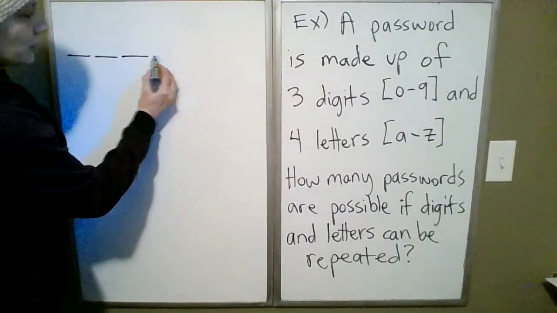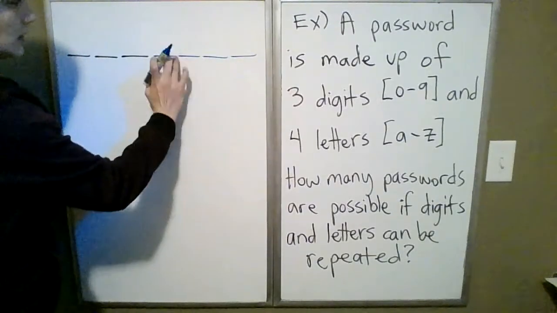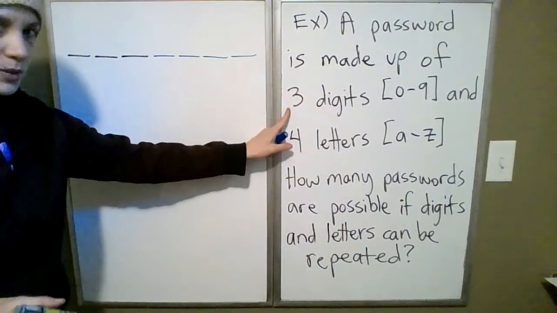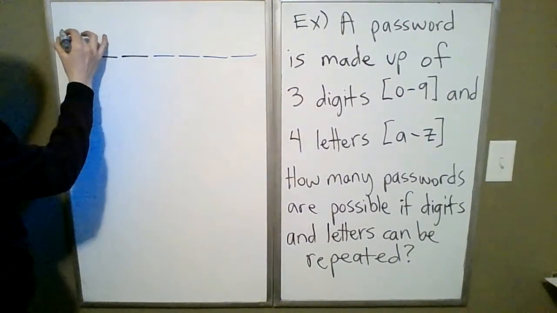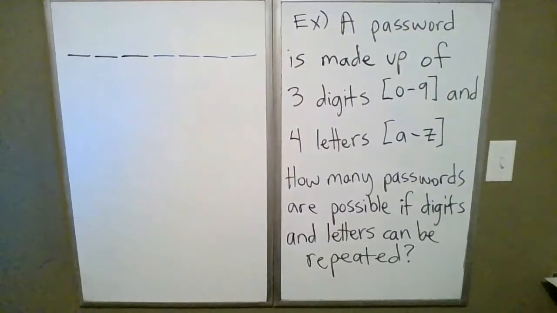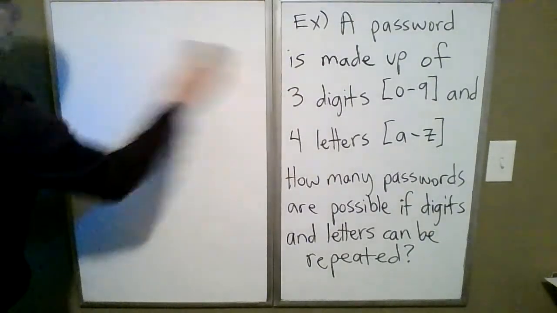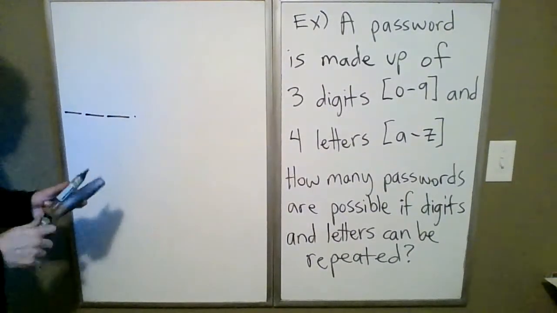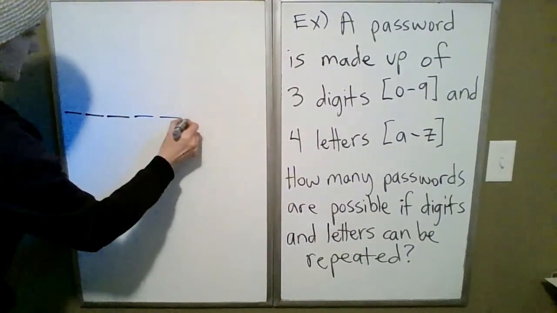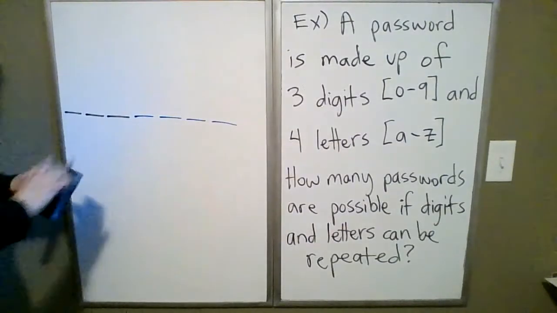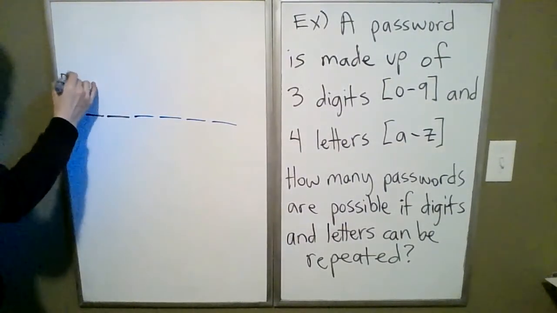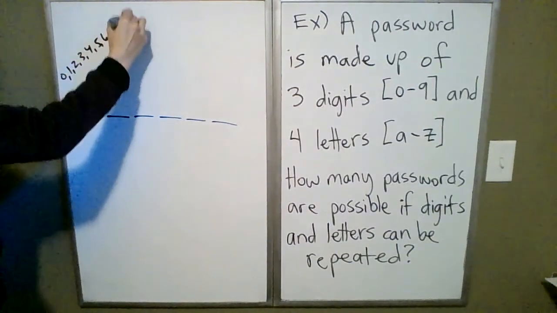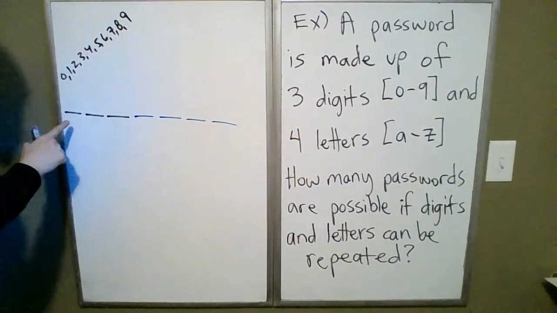Right, 3 digits followed by 4 letters. For your first place, you have a choice between 0 through 9. I'm going to scoot these down. It's right here. It'd be 0, 1, 2, 3, 4, 5, 6, 7, 8, 9. After counting, that would be 10 options.